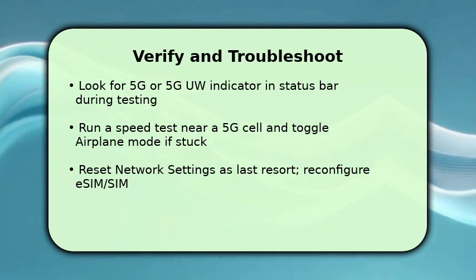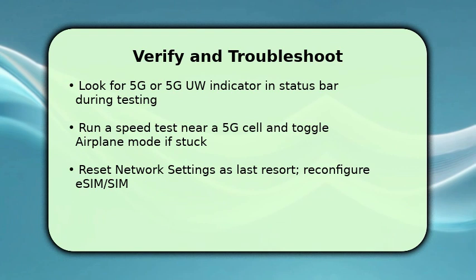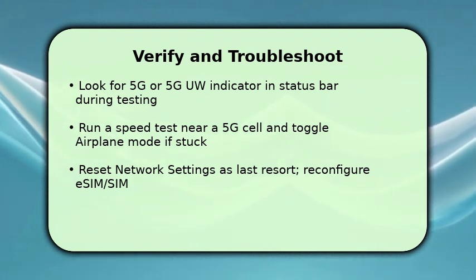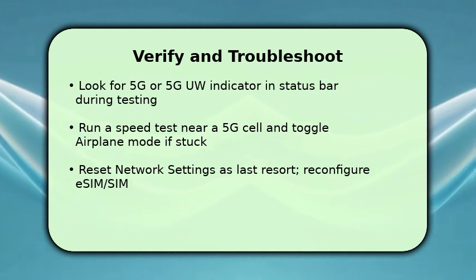Make sure you're not in a Wi-Fi only area and that carrier restrictions aren't applied. If problems persist, reset network settings, then reapply the eSIM or reinsert the SIM. This usually resolves provisioning.